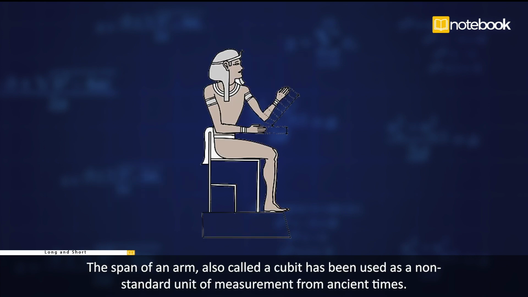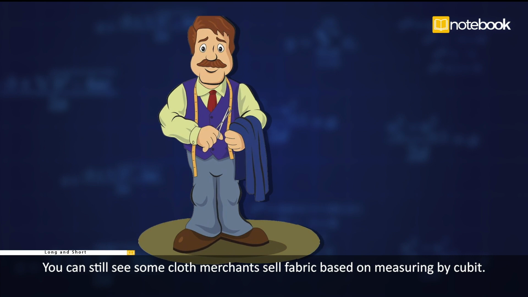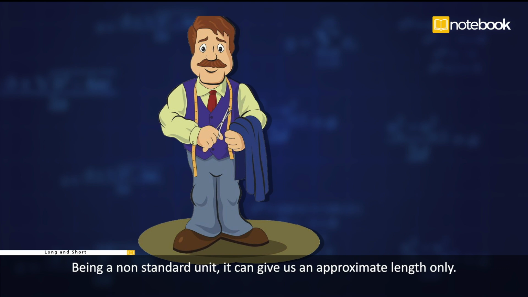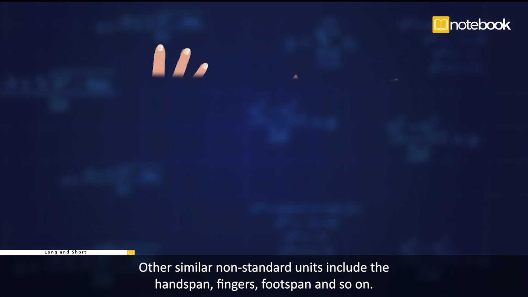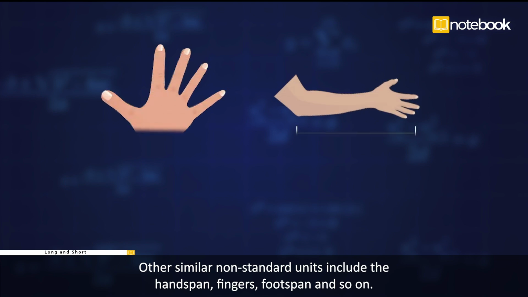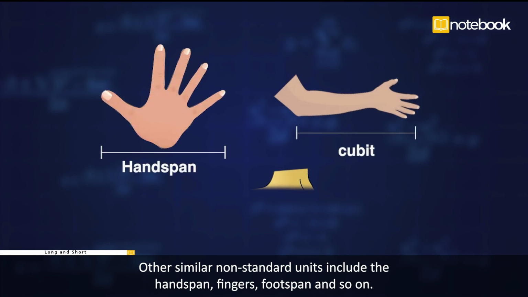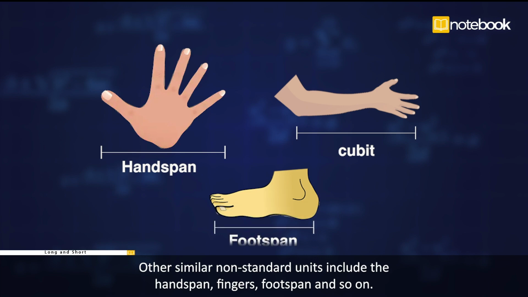The span of an arm, also called a cubit, has been used as a non-standard unit of measurement from ancient times. You can still see some cloth merchants sell fabric based on measuring by cubit. Being a non-standard unit, it can give us an approximate length only. Other similar non-standard units include the hand span, fingers, foot span, and so on.